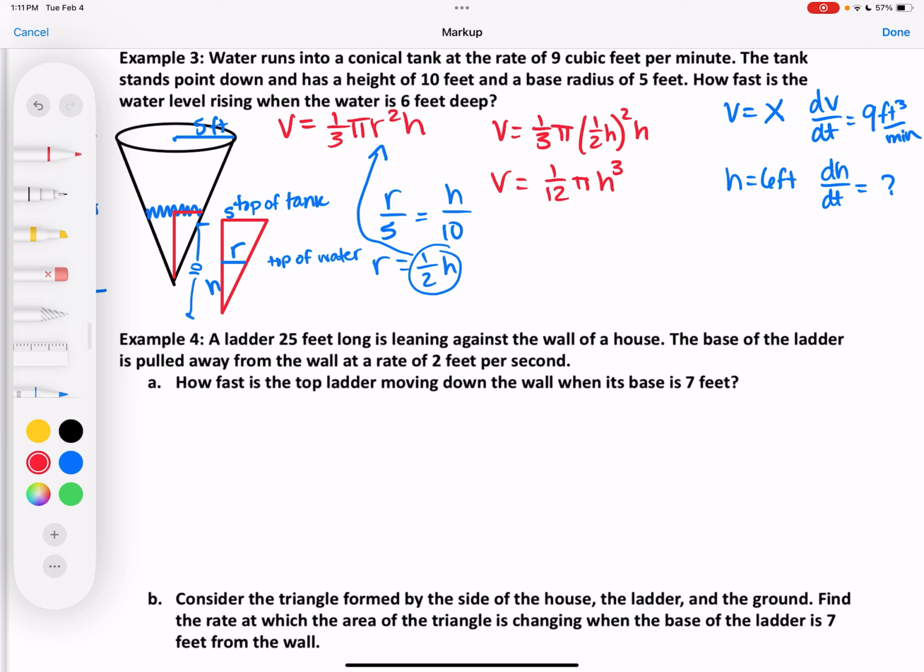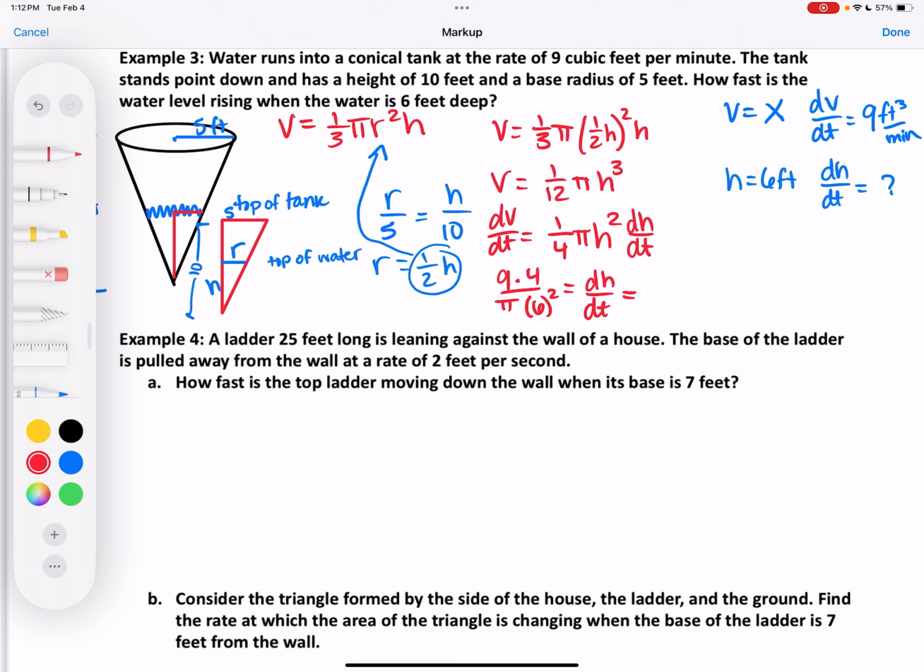Now I take the derivative, dV/dt. You gonna laugh this time? No, I'll just smile. Equals 1/4 pi h squared dh/dt. I'm solving for dh/dt, so everything else is going to get moved over. I'm going to go ahead and plug in. So I've got 9. I'm going to multiply by 4, divide by pi, divide by h, which is 6 squared, equals dh/dt.